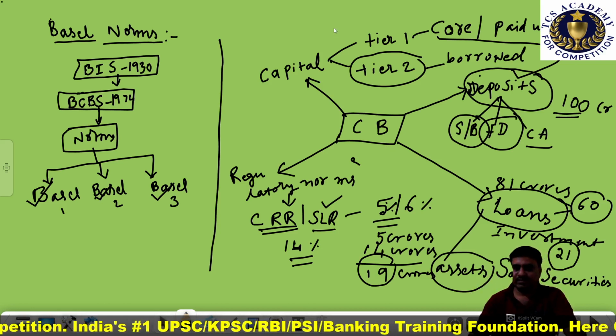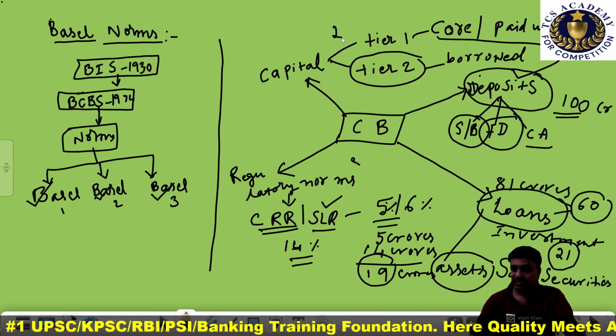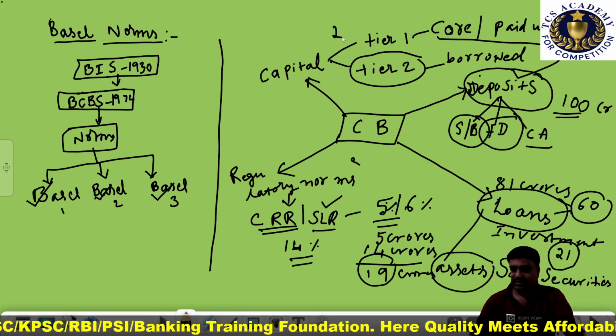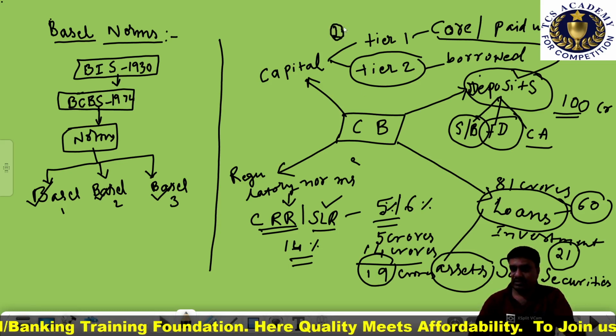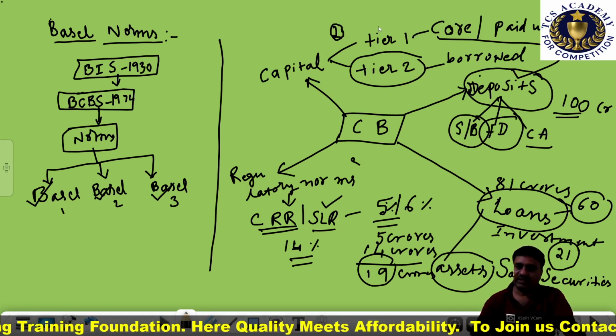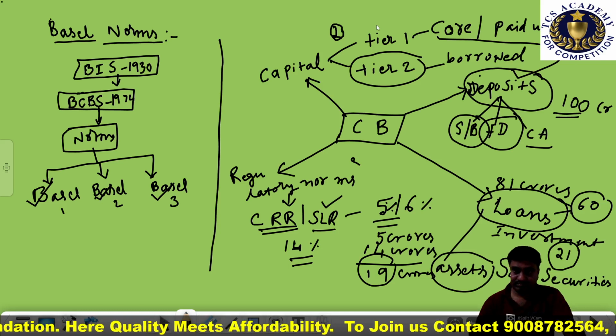Right? Say for example, 2 crores is invested and a bank is started. This 2 crores is considered as equity capital, which comes under tier 1 capital. It is more secure capital.